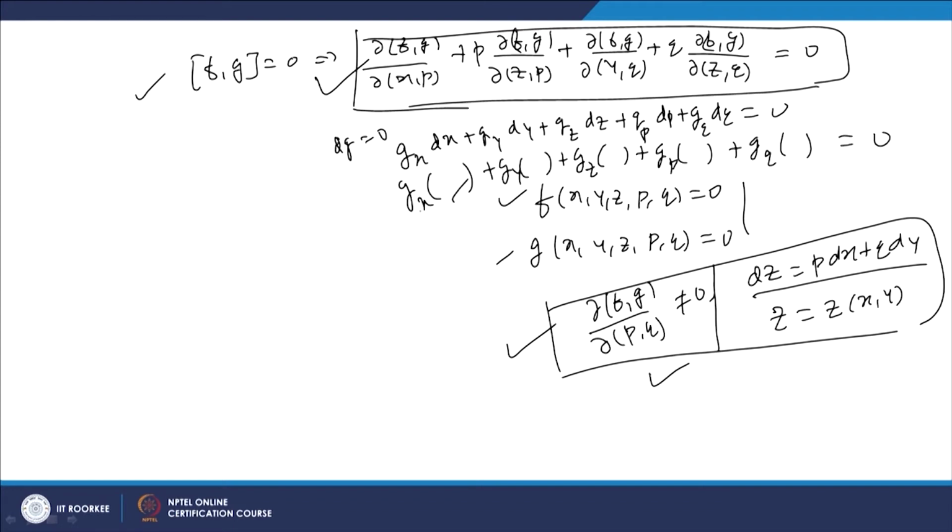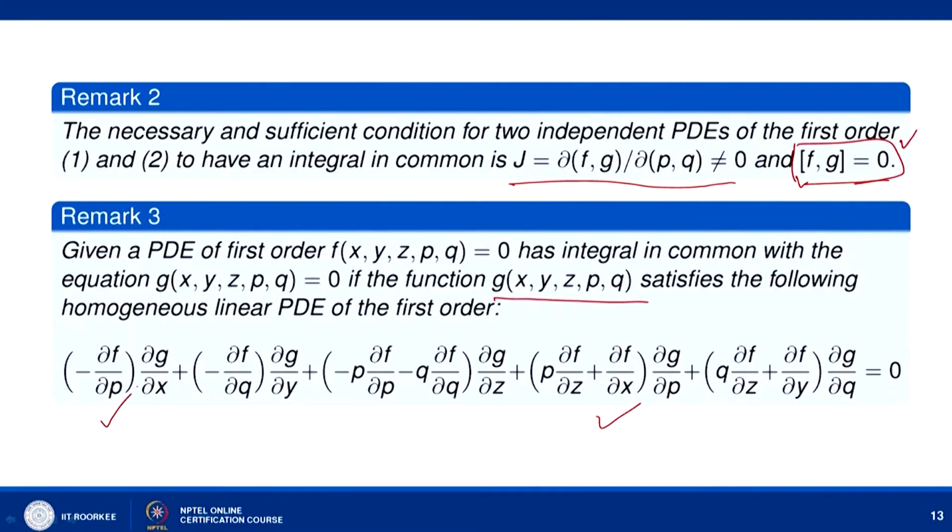In fact, if you look at the coefficient of gx, it will be what? The coefficient of gx will be fp here, minus fp. So, that is what we have written. So, this condition that g satisfies this homogeneous linear PDE of the first order, we can obtain by expanding the bracket fg equal to 0. And this is a very important remark, and we will use it in Charpit's method to find the complete integral of a nonlinear first order PDE.